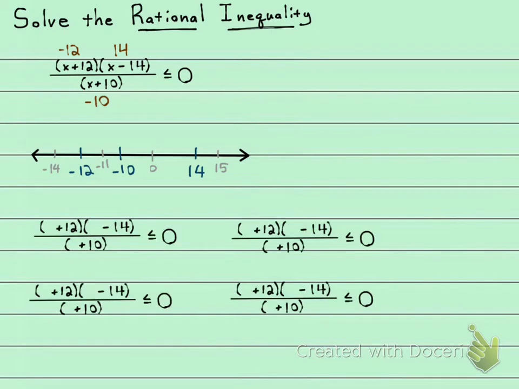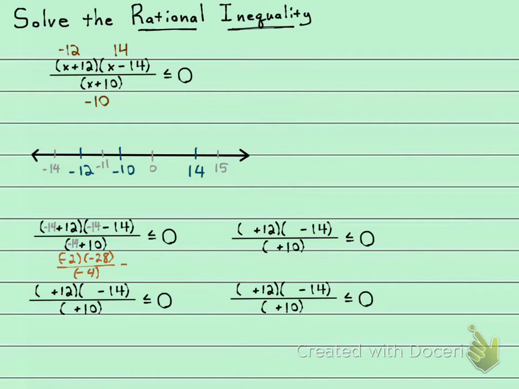We have our 4 test points. First, for x, I'm going to plug in negative 14 everywhere I see an x. Let's evaluate this. Negative 14 plus 12 is negative 2, times negative 14 minus 14, that's negative 28, over, looks like negative 4. What's important here is whether or not you get a positive number or a negative number, because we need to know if it's greater than or less than 0.